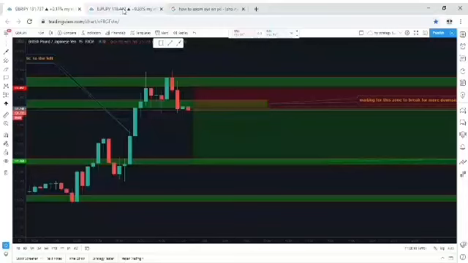Not at all now. You did the correct thing now. She said you're waiting for your retest for you to take the trade, but it didn't retest and it went in your way. But that's a good one.